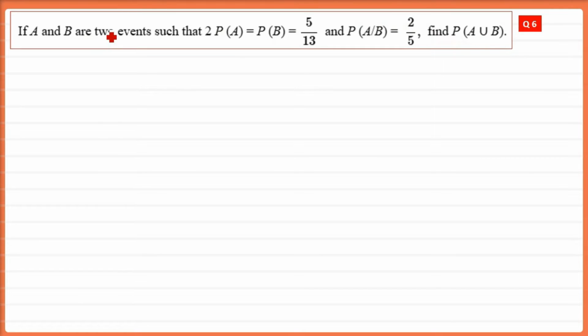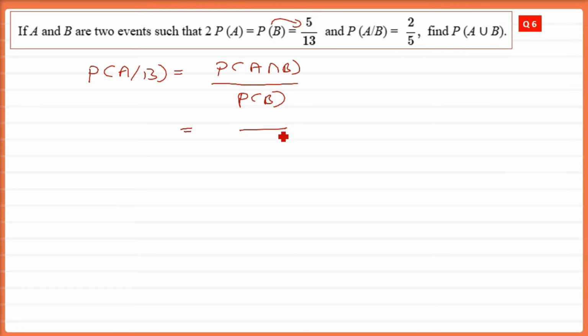So whenever the probability is coming, P(A union B) is P(A) plus P(B) minus P(A intersection B). That we can employ here. This P(A|B) is what we need to find out, and for that, we need the intersection in the numerator, that is P(A intersection B) in the numerator, and the denominator will be P(B). Now P(B) is already given, 5 by 13.